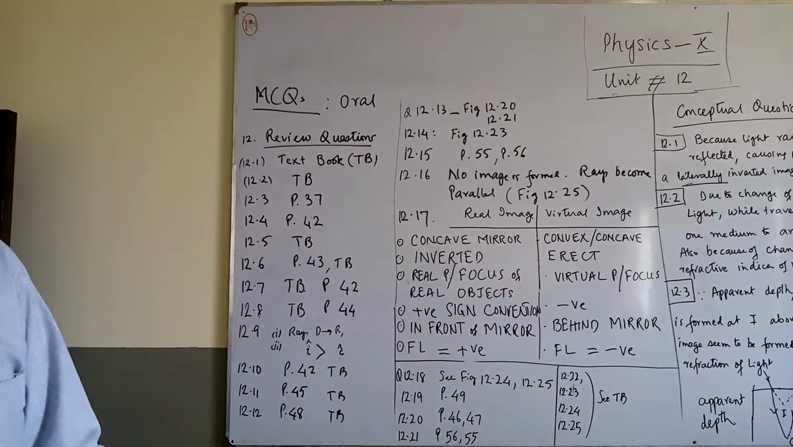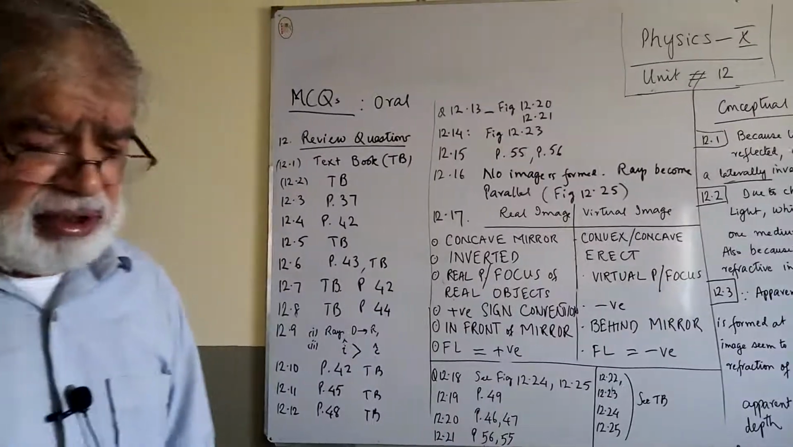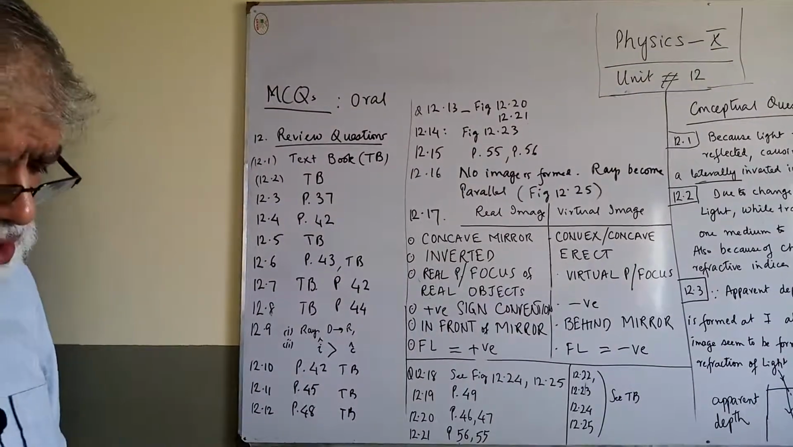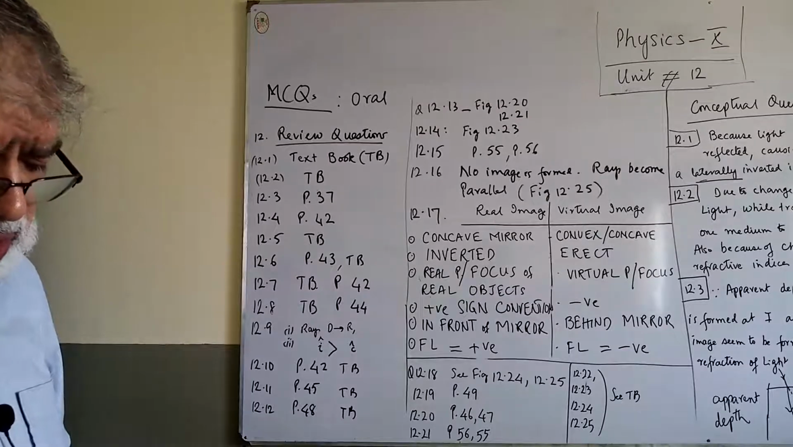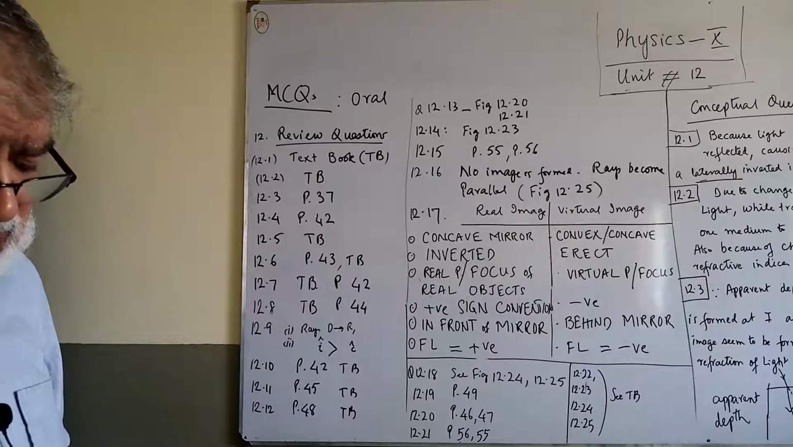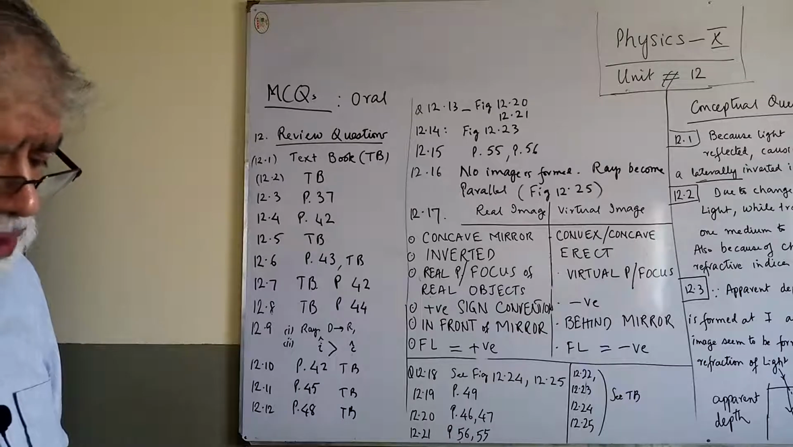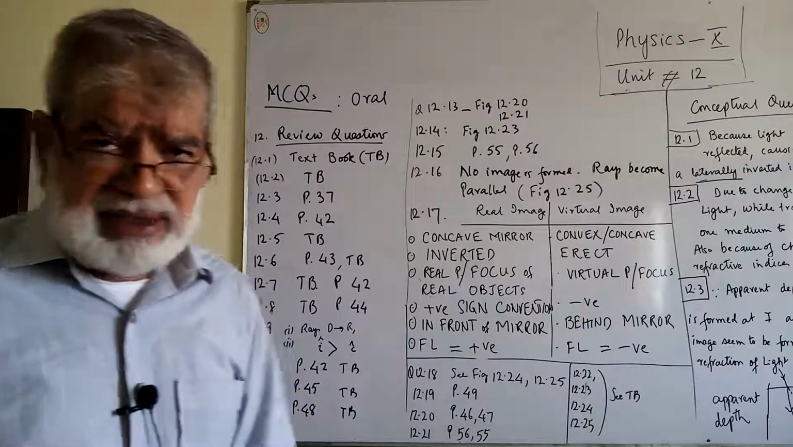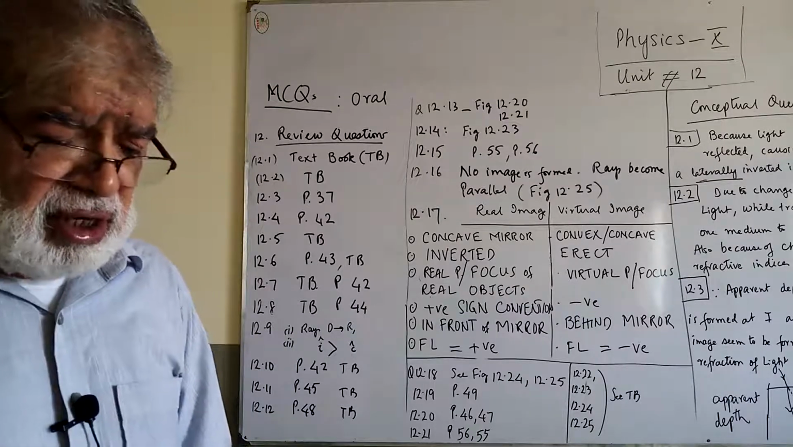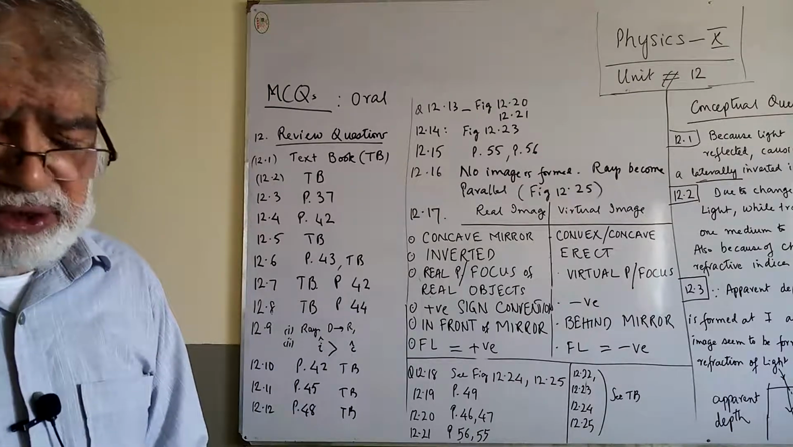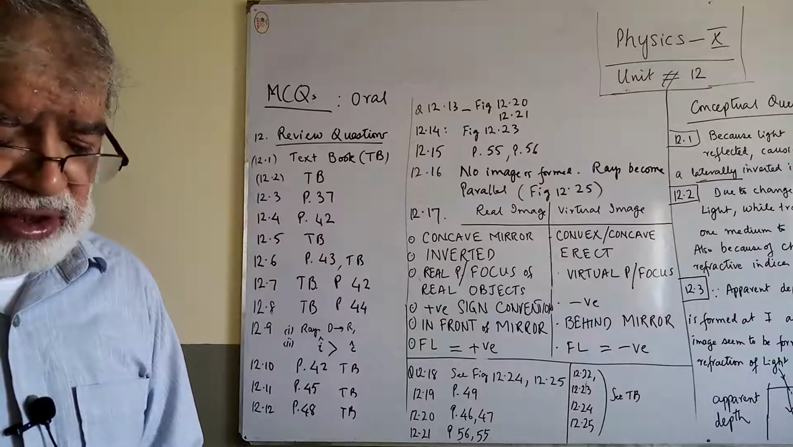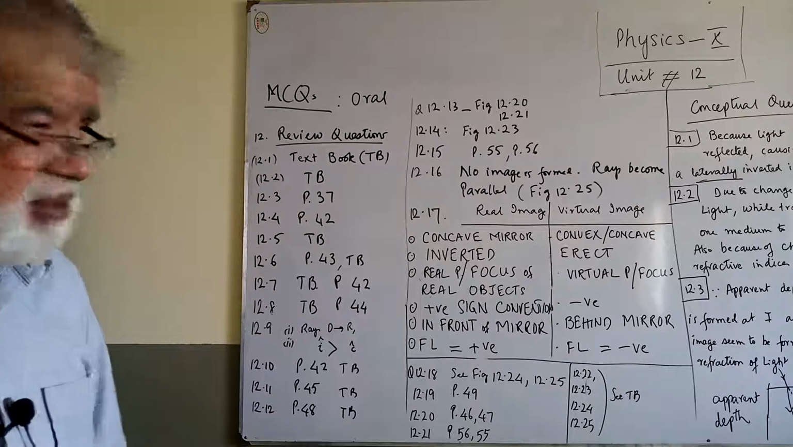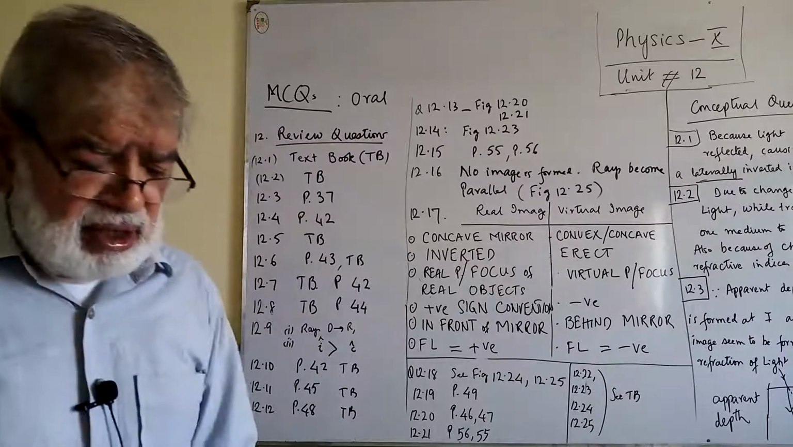Now the next question is 12.16. A coin is placed at the focal point of a converging lens. Is an image formed and of what nature? No image is formed when the object is at the focal point of a converging lens. See figure 12.25 in your textbook, because the rays become parallel after passing through the principal focus.